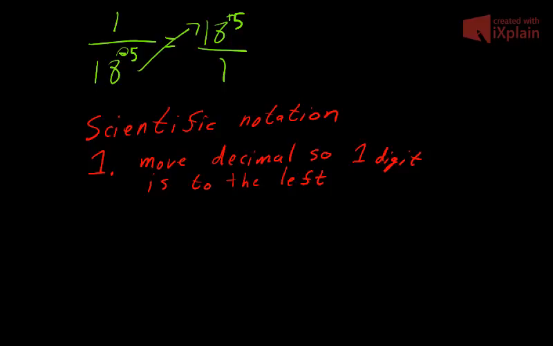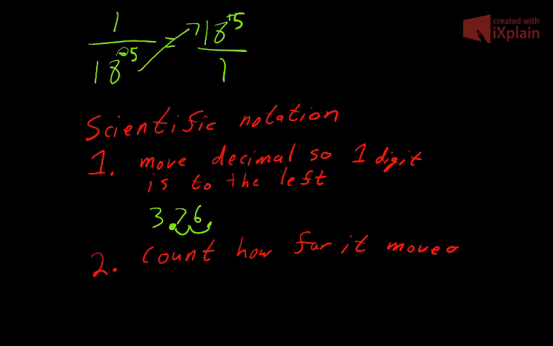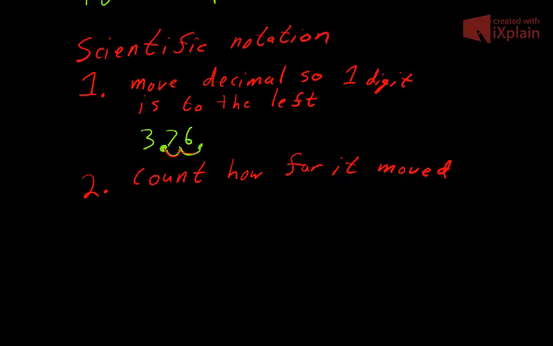So what that means, for an example, if I have 376, I would take my decimal and move it so that there was only one digit, which is the 3, to the left of my decimal point. So I'd move it there. After that, we're going to count how far it moved. Looking at this, we can say it moved 2 spots to the left, and then we're going to multiply this by 10 to the power of how far it moved.